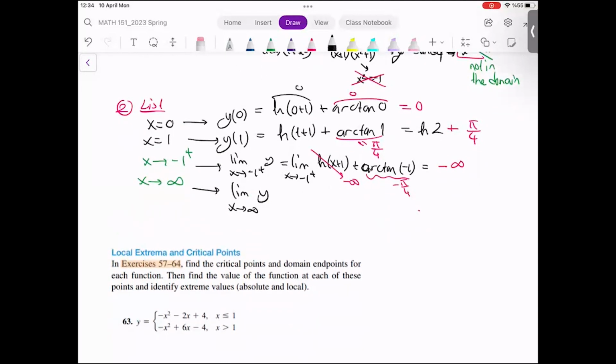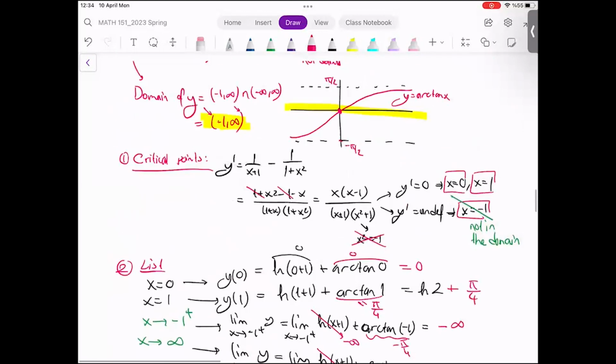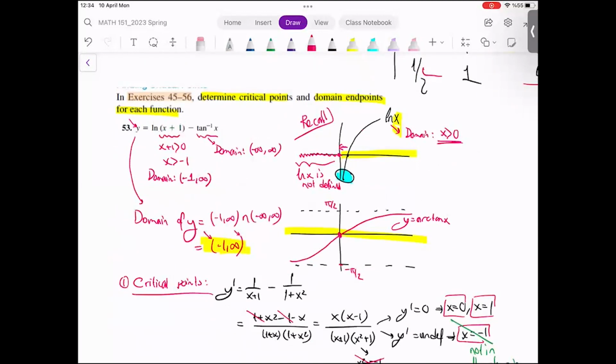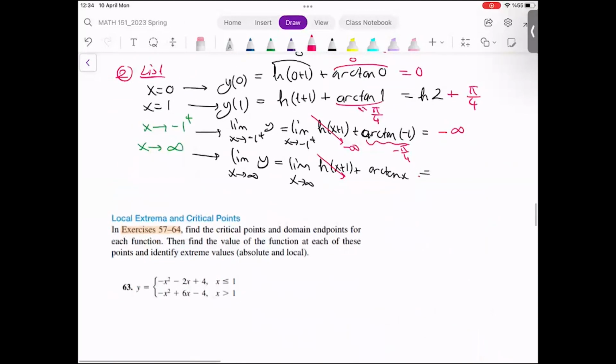And let's compute the last limit. Limit as x goes to infinity, ln of x plus 1, plus arctangent x. What is ln infinity? Graph? ln infinity is infinity, right? It's always increasing. So this part is infinite. So the result is infinity.